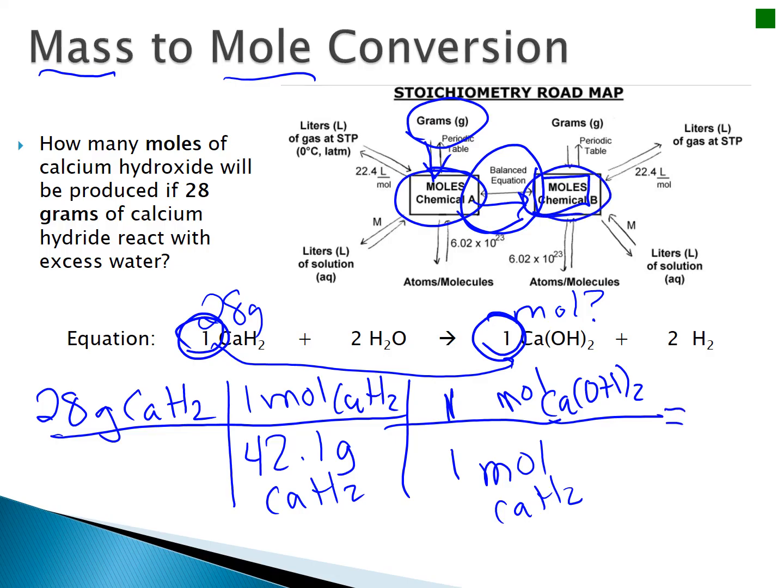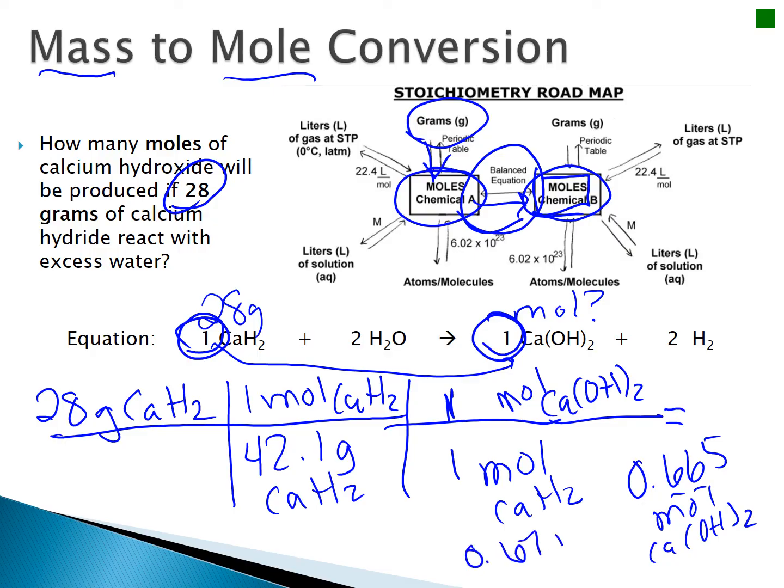So I'm going to multiply and divide it out, and I get 0.665 moles of calcium hydroxide, which rounded to 2 sig figs because of that 28 grams, 1, 2, gives my final answer of 0.67 moles of calcium hydroxide.